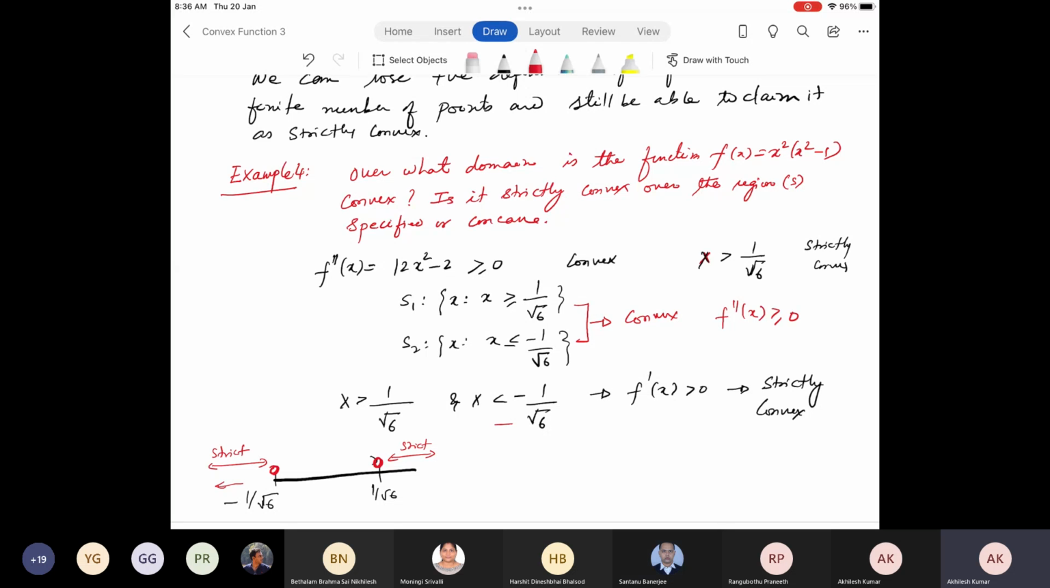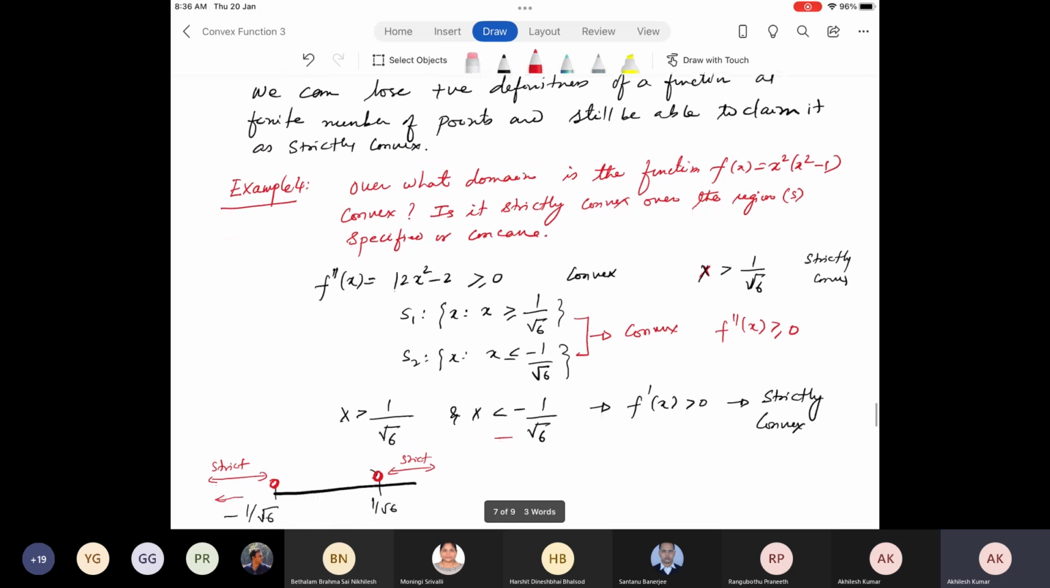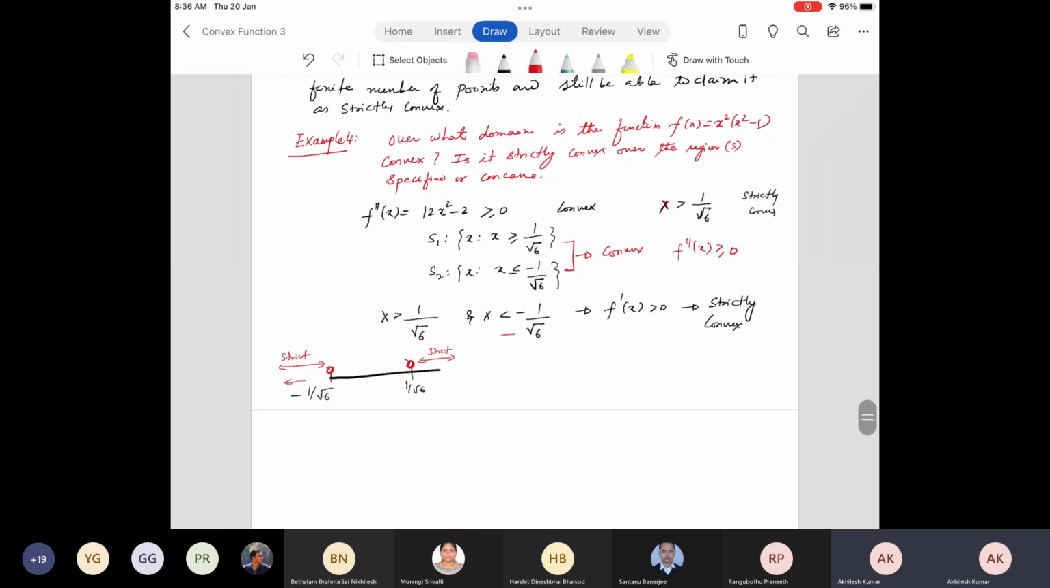Is that correct? So can we conclude that the function is strictly convex because we are losing the positive definiteness at a few points? Is this correct? Yeah, your opinion, your thoughts on it. At what point is it losing its positive definiteness? Sir, between minus 1 by root 6 and 1 by root 6.